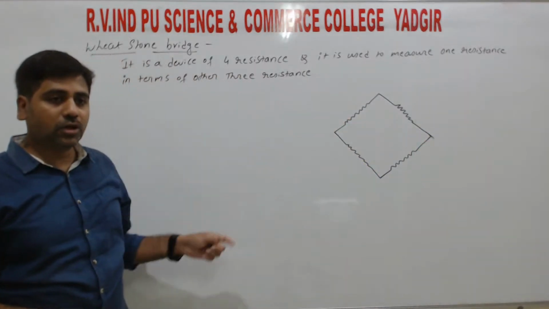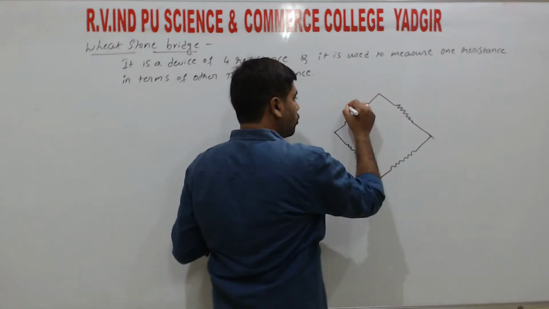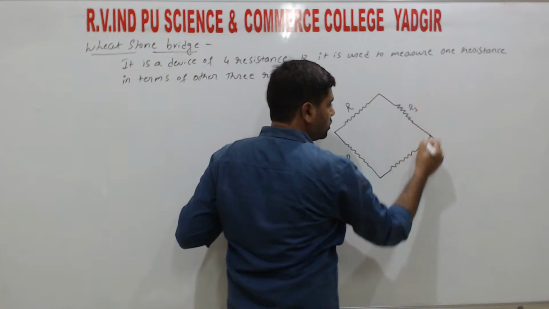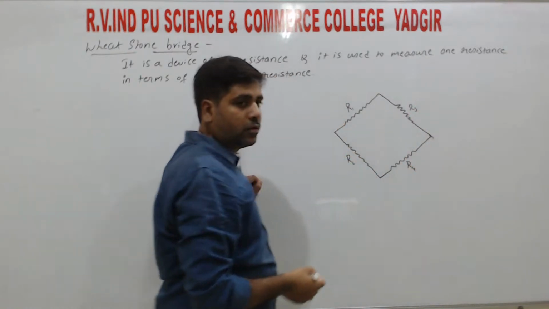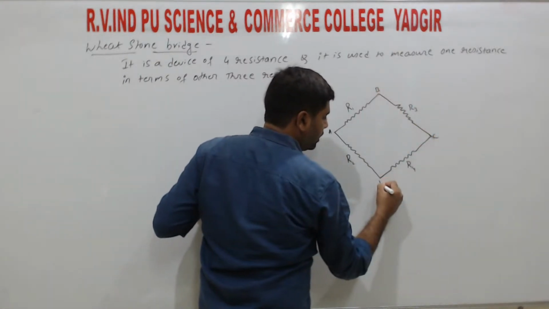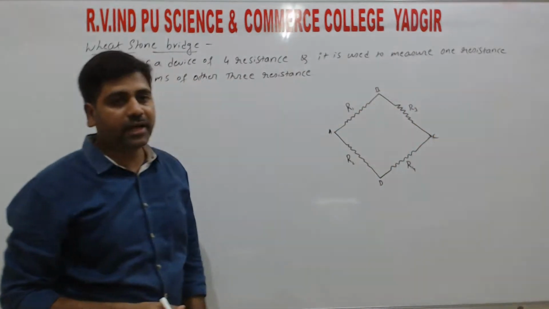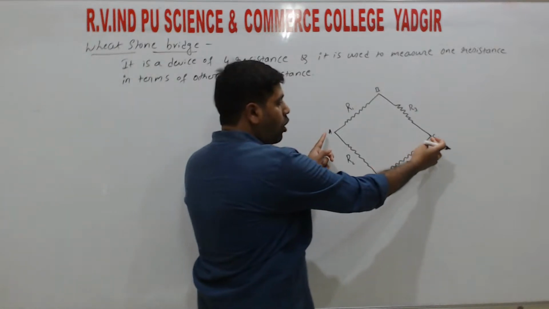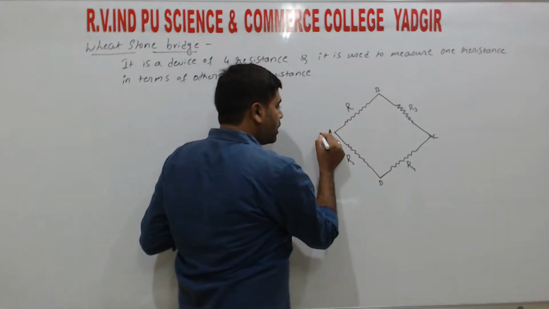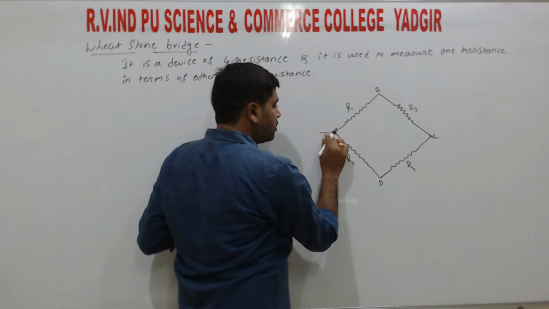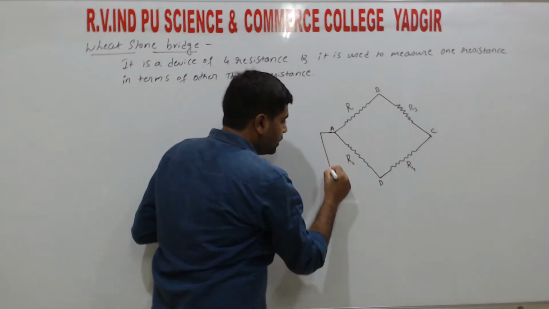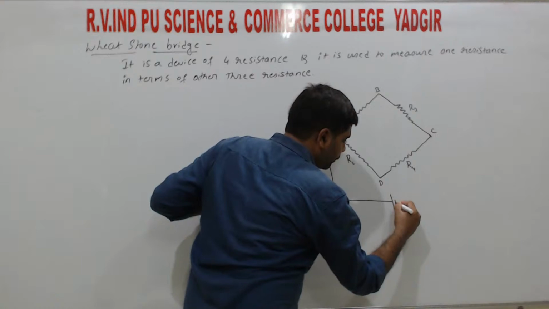The 4 resistances are connected in a rhombus shape, calling the resistances R1, R2, R3 and R4, right? Mentioning the points here as A, B, C, D, these are the nodes. The diagonally opposite nodes are connected to the external power supply. That means we are connecting the points A and C to the external source, that is a battery.